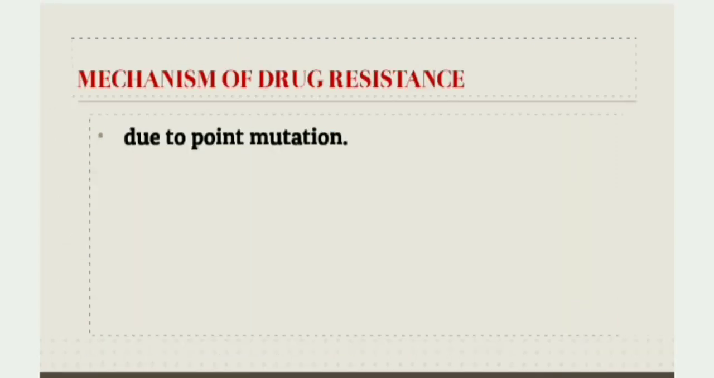The mechanism of resistance in the tubercle bacilli is due to point mutation in the genome of Mycobacterium tuberculosis, which occurs at a rate of 1 in 10 raised to 8 cell divisions.